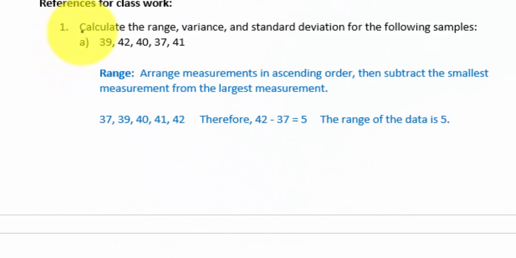For our first example, we're going to calculate the range, variance, and standard deviation for the following sample. The range is found by arranging the measurements in ascending order, then subtract the smallest measurement from the largest measurement. So I've ordered our measurements 37, 38, 40, 41, and 42. Therefore, the largest measurement of 42 minus the smallest measurement of 37 is equal to 5. Our range of the data is 5.